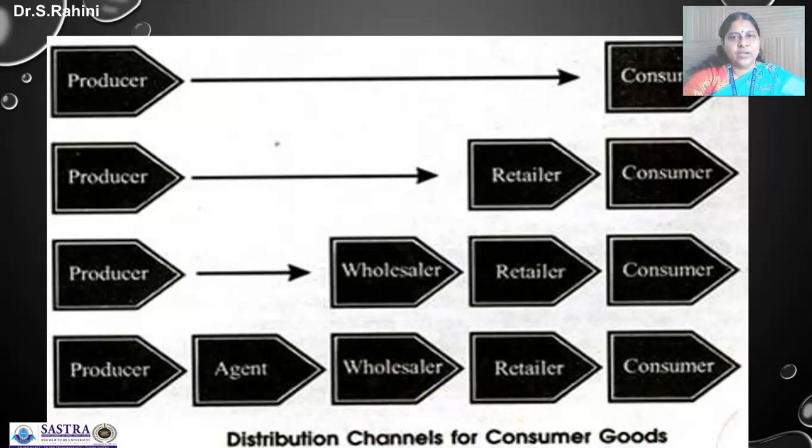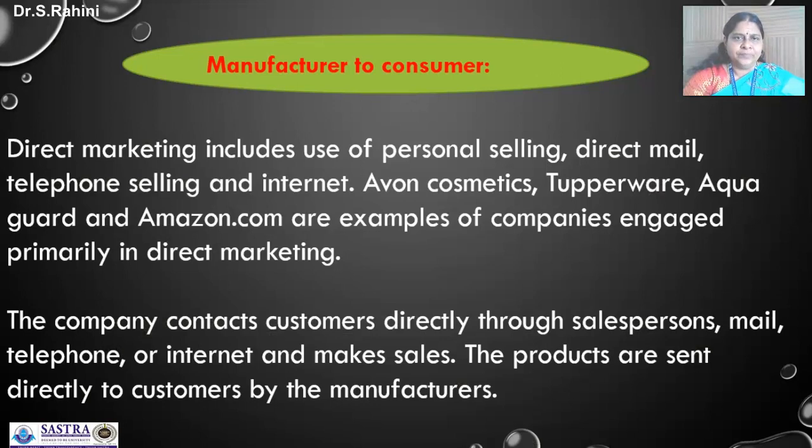So format number 1, direct producer to consumer. Second one is there will be a retailer in between. In the third channel, there will be a wholesaler and a retailer. The last channel will have an agent and the wholesaler and the retailer, and also the consumers.